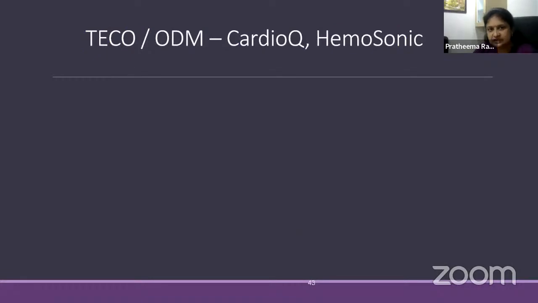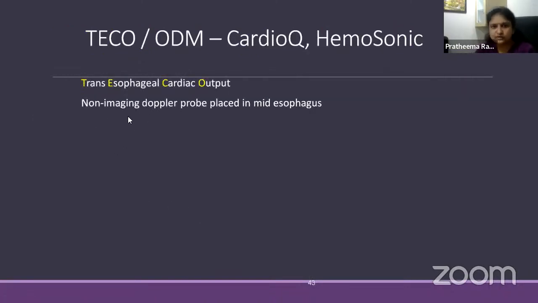So next is TICO. This is a trans-esophageal cardiac output monitor. The previous one, which we saw, was the ultrasonic cardiac output monitor. This one is also non-imaging, so we are not going to see any images from the mid-esophagus. The probe is placed in the mid-esophagus.